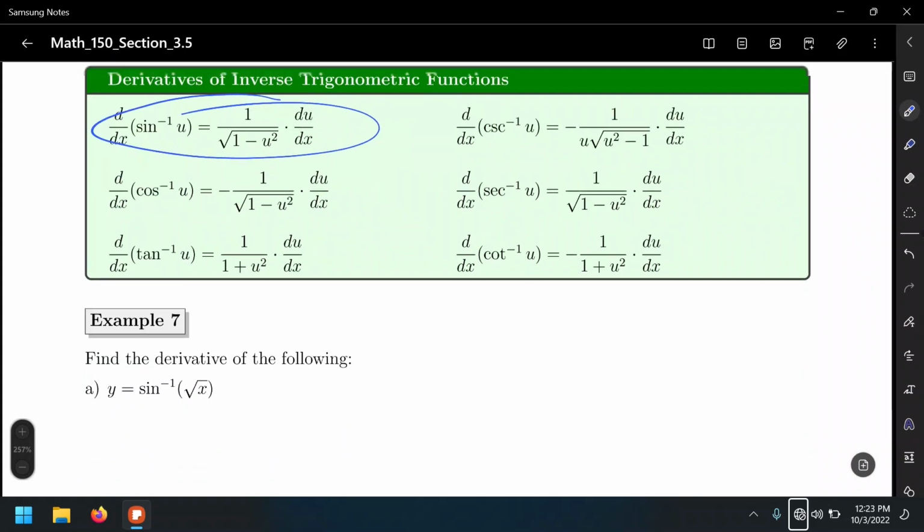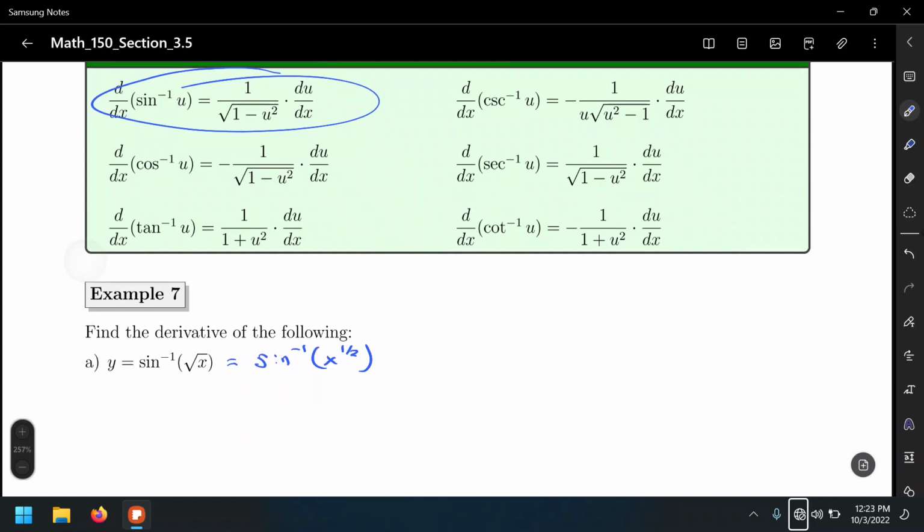So let's do some examples. Let's find the derivative of y equals inverse sine of the square root of x. It would be a good idea to first rewrite this function as inverse sine of x to the 1/2. This way we can differentiate the root of x just the way it is. We need to write this in rational exponent form first.